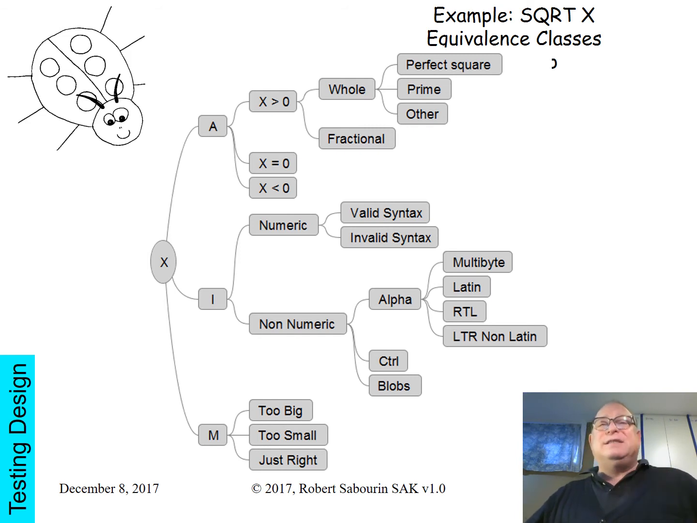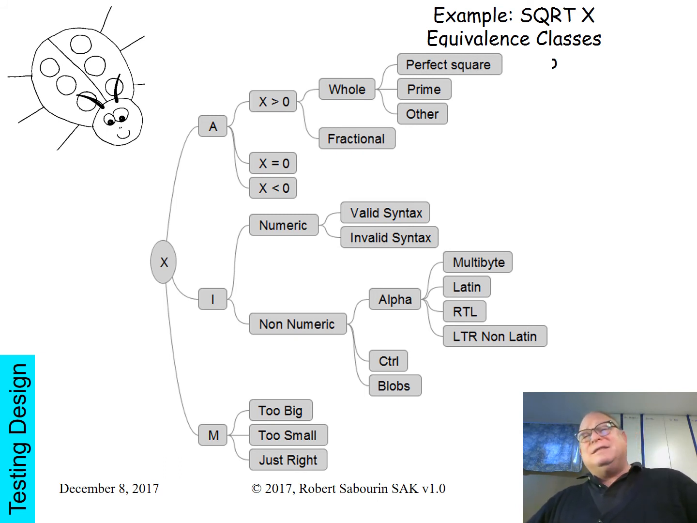Then how does data get there? Well, it could be numeric or non-numeric. If it's numeric, it could be in a supported or non-supported syntax. And if it's non-numeric, it could be alphabetic, control characters, or binary large objects. And if it is alphabetic, it could come from all sorts of different languages. So we basically have a whole bunch of non-numeric classes.